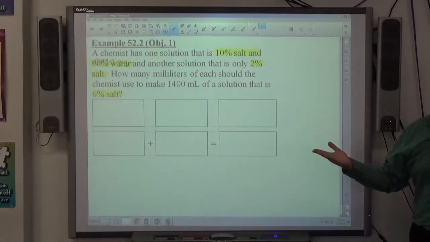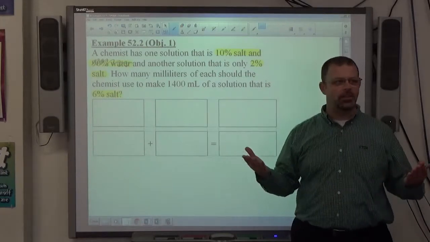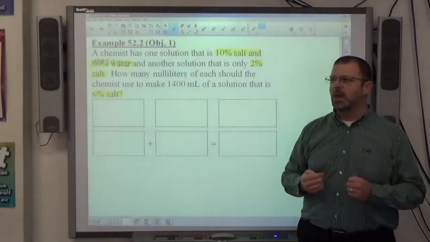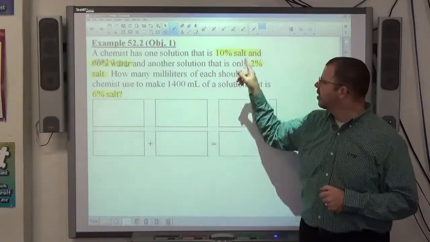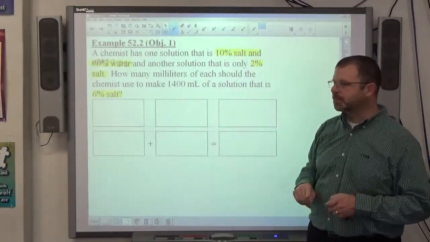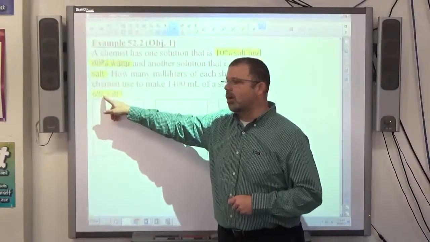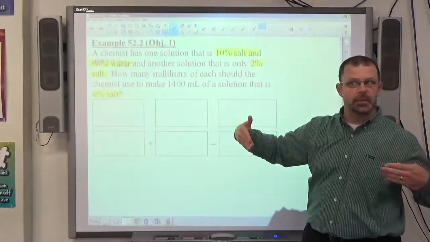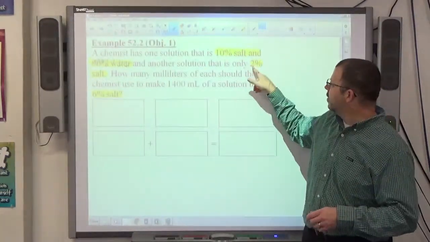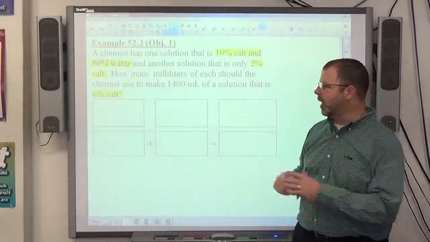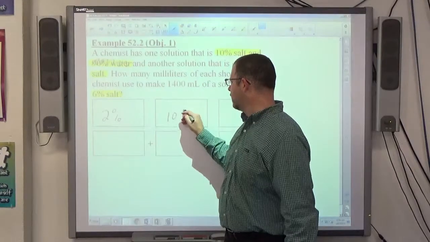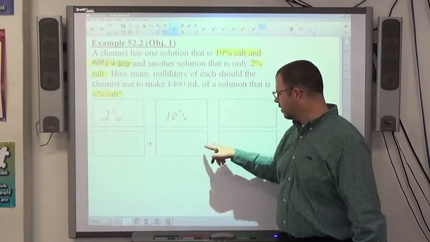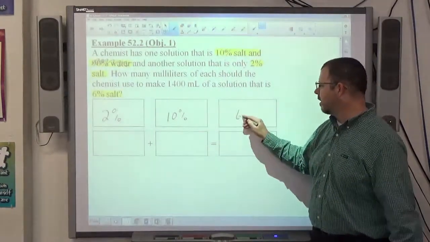90% water is helpful. It's good for us to know that the solution is both salt and water, but it doesn't matter. What matters is that the percentages are all the same substance. Salt, salt, salt. We're trying to make 6% salt, which is the middle, right? Halfway, or just between. And 2 is too weak and 10 is too strong. So again, too weak and too strong are going to be mixed together to create something in between.